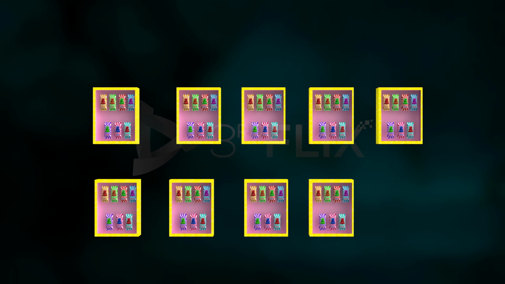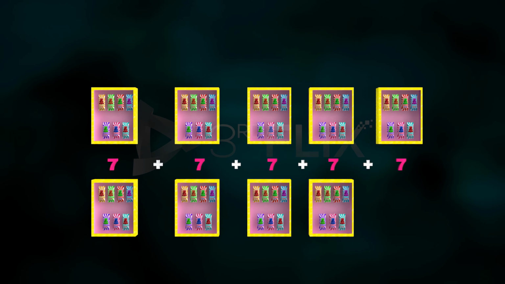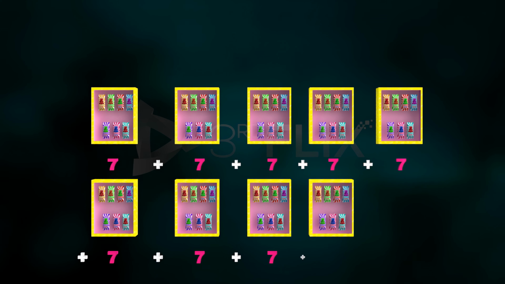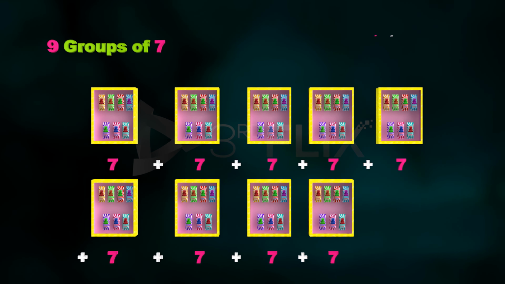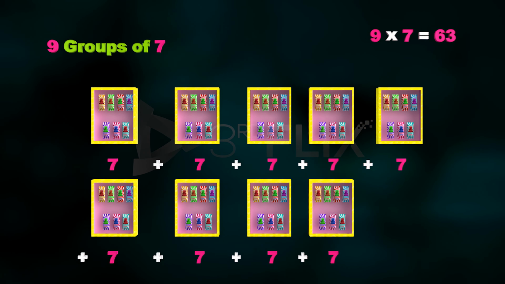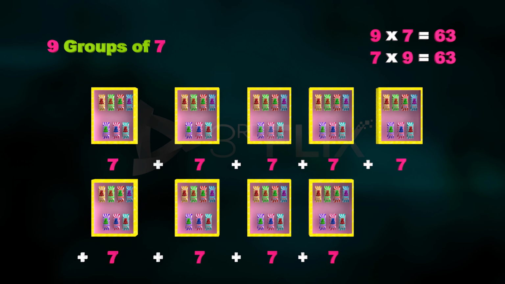9 packs have 7 plus 7 plus 7 plus 7 plus 7 plus 7 plus 7 plus 7 plus 7 candies. 9 groups of 7. 9 into 7 is equal to 63. 7 into 9 is equal to 63.